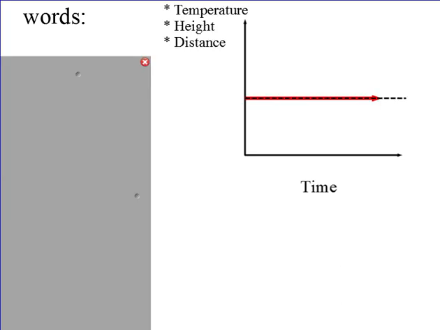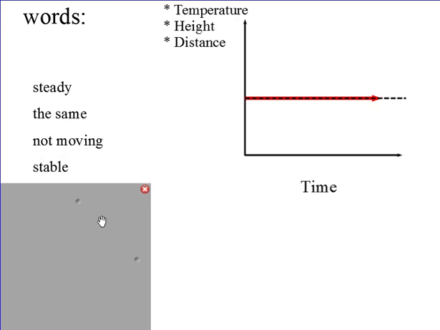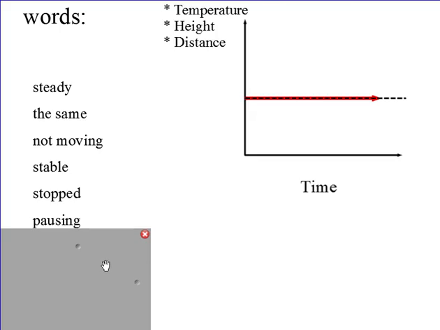Now, when we're looking at this one, which is going straight across, you'll notice I only have 1 line because we see it's not changing. Since it's not going up or down, we're going to have some other words like steady, the same, not moving, stable, stopped, or pausing. These are all good words to let us know that nothing is really happening. There's no change going on over a period of time as time elapses.